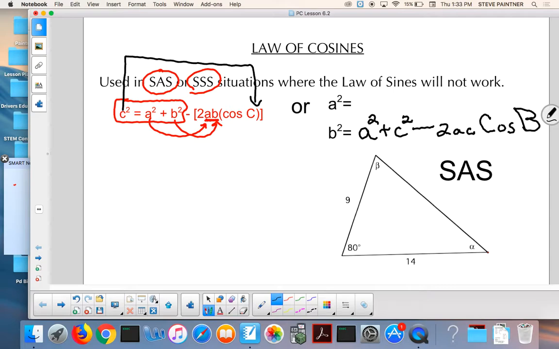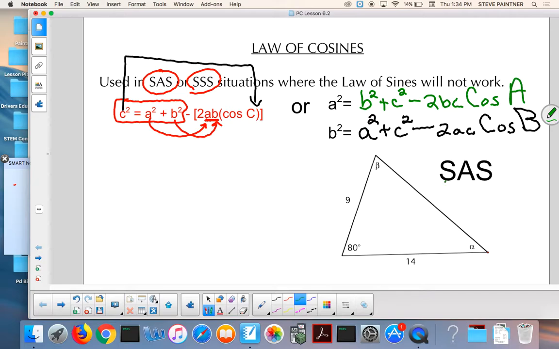Now this is not on your formula sheet. I only put one on your formula sheet, so if you want to put the other ones on, go ahead. What if you were looking for side A though? A squared would equal b squared plus c squared, minus 2bc times cosine of big A. It just depends on what you're looking for.